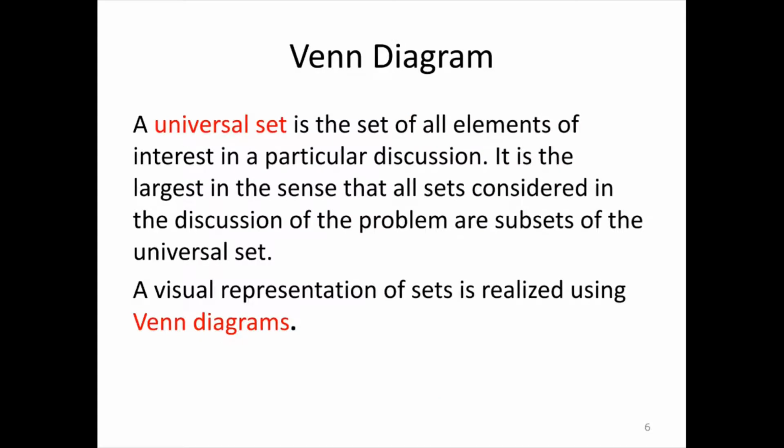Now to better visualize sets and their elements, especially if we have more than one set, we usually use what we call the Venn diagram. In a Venn diagram, we usually have what we call the universal set, which is the set of all elements of interest in the discussion. So it is the largest set, because it contains all the elements under consideration and also has all the sets under consideration as its subsets.